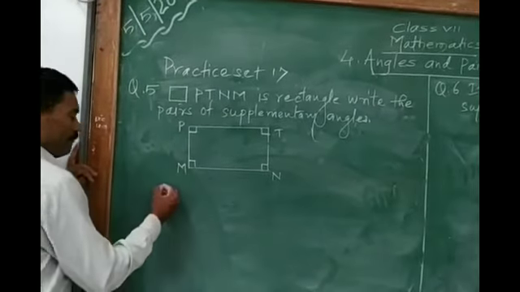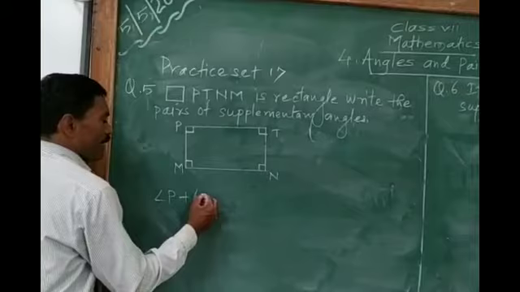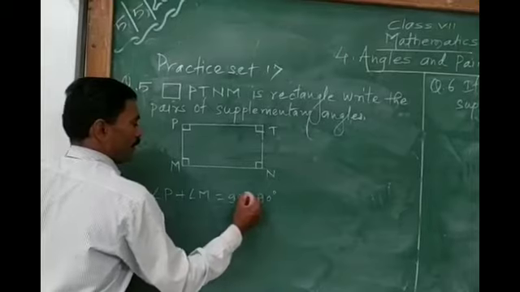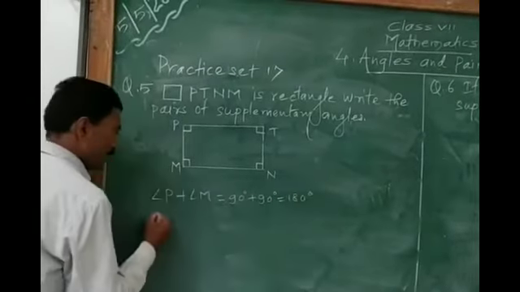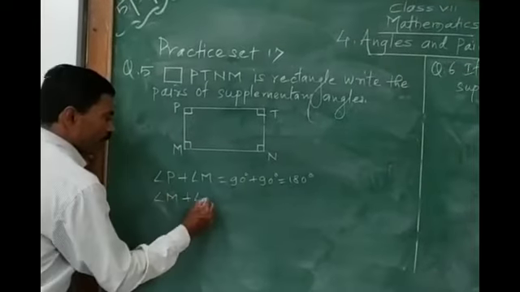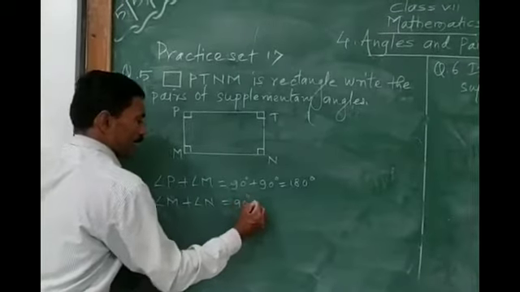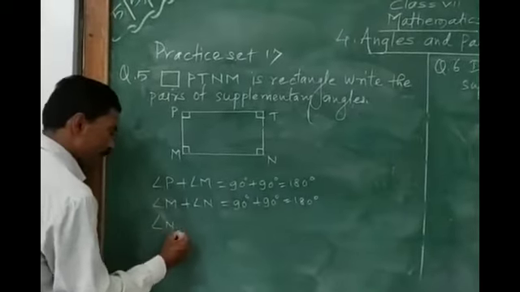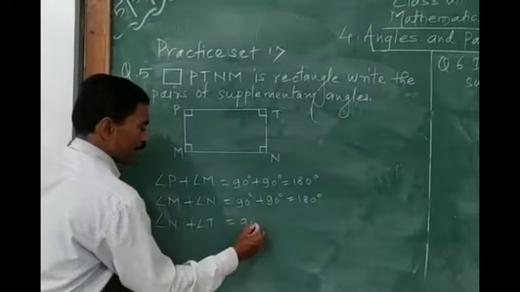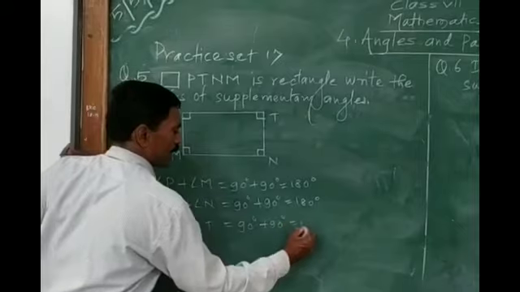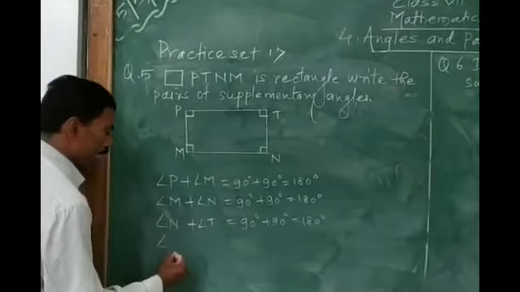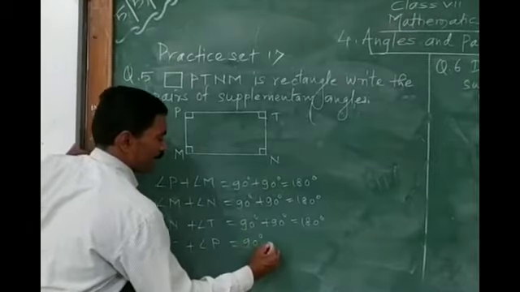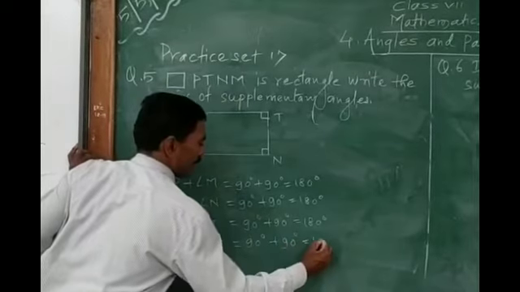Let us see. Angle P plus angle M, 90 plus 90 is equal to 180 degree. Then angle M plus angle N is 90 degree plus 90 degree, 180. Angle N plus angle T is equal to 90 degree plus 90 degree is equal to 180 degree. Angle T plus angle P is equal to 90 degree plus 90 degree is equal to 180 degree.